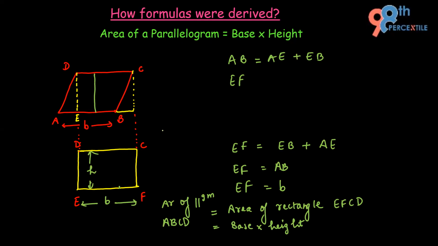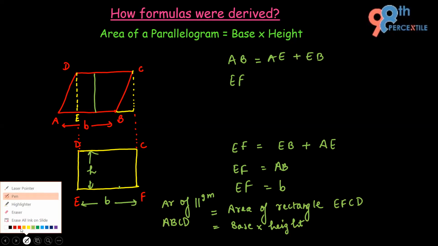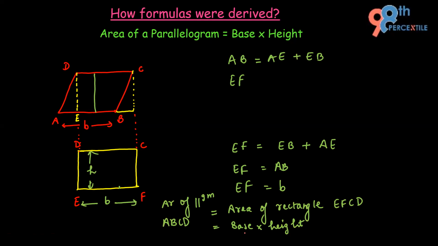So basically, if you do a little bit of construction in a parallelogram, you will observe that a parallelogram is nothing but some form of rectangle only. And the area of a rectangle is base times height. Now you should also ask yourself why the area of a rectangle is base times height. This we will learn in our next part.